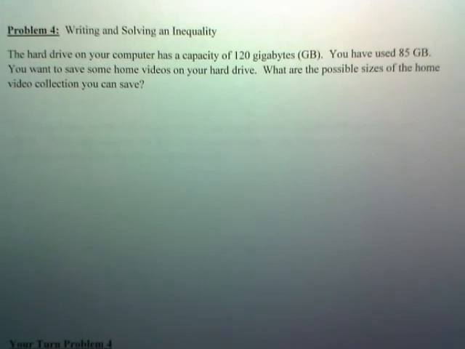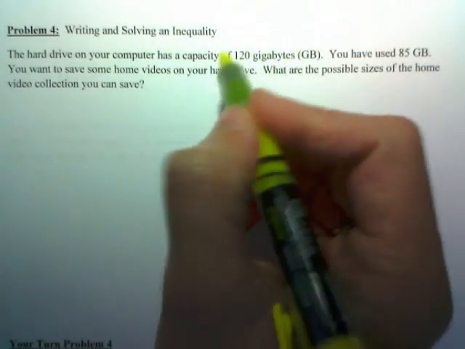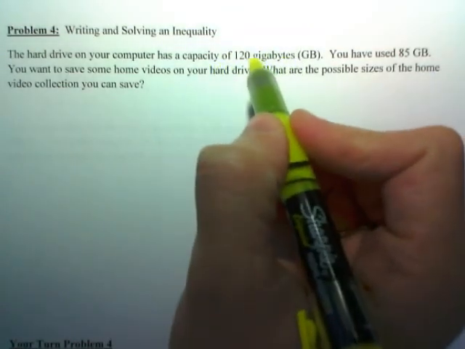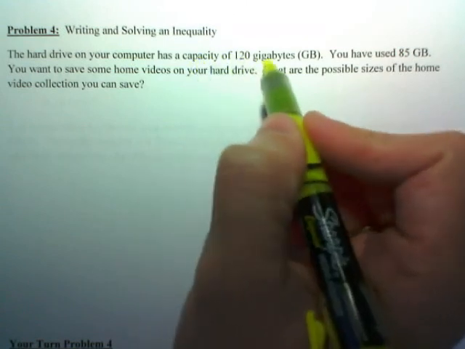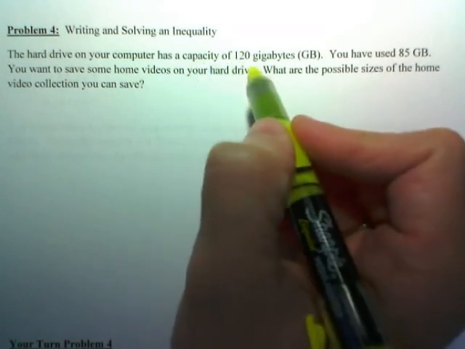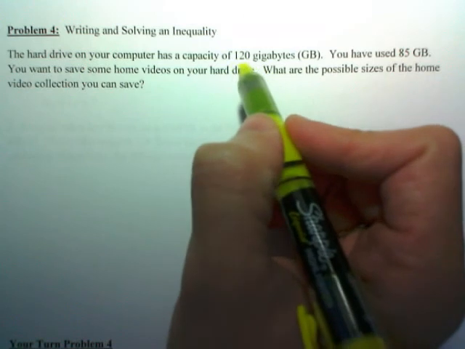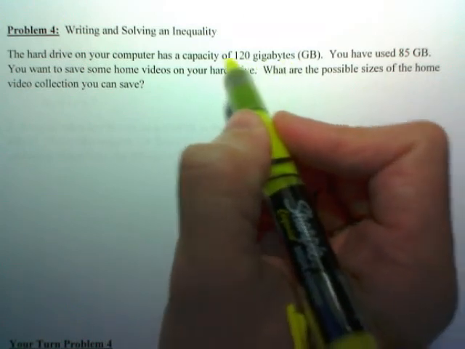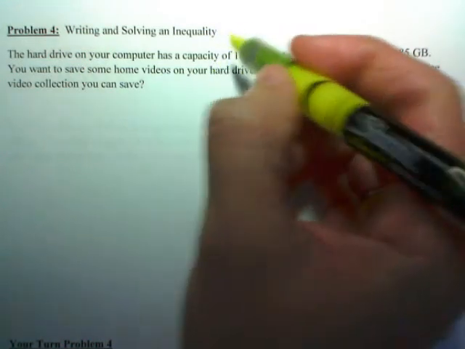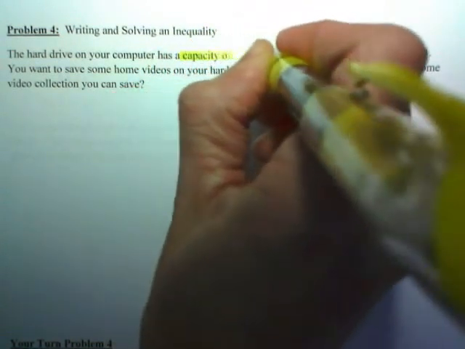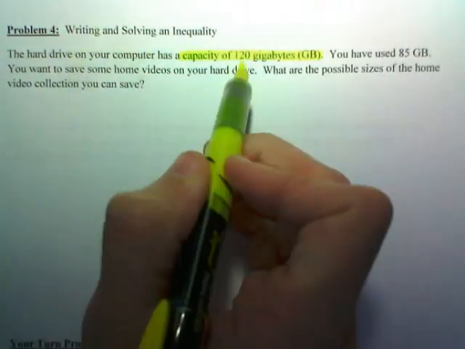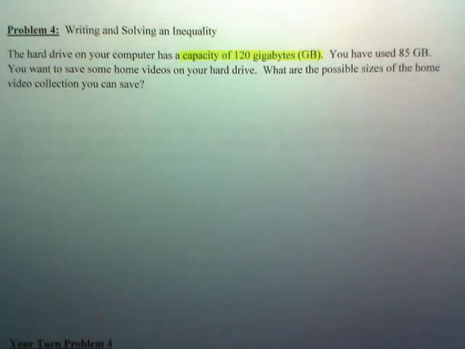So I'm going to grab a highlighter. The hard drive on your computer has a capacity of 120 gigabytes. Well, I feel like this is going to be important because it talks about capacity of. So think about if you had an iPhone, this would be an enormous amount of space on your iPhone, but a capacity of 120 gigabytes. What this means is that your hard drive on your computer will hold that much, 120 gigabytes. That is its capacity. You could also think of it as its maximum.